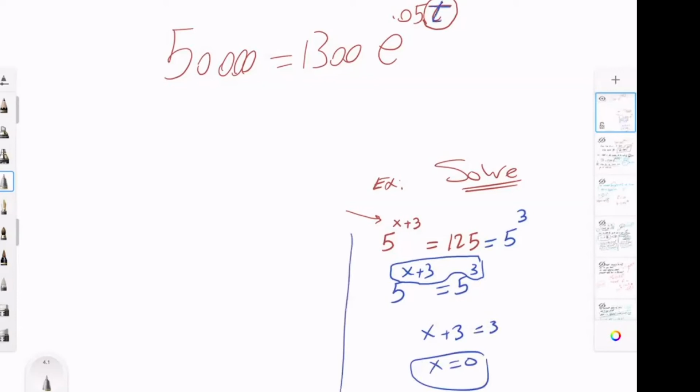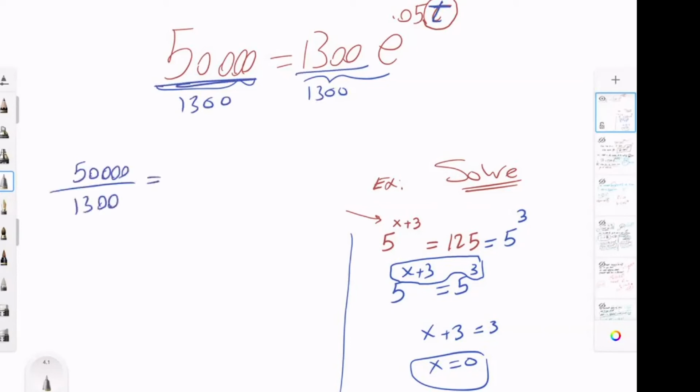So now we're going to solve for this t here. Can I make them the same base? No, there's no way I can make them the same base. But before that, I can divide both sides by 1300. I get 50,000 divided by 1300 will be e to the power 0.05t. The 1300 is gone. So 500 over 13 equals e to the power 0.05t. What is 500 divided by 13? It's 38.461.